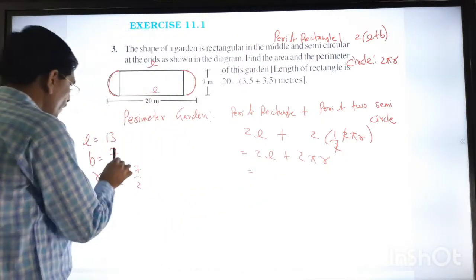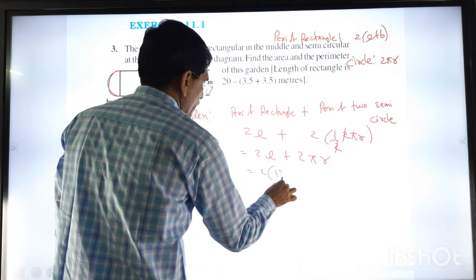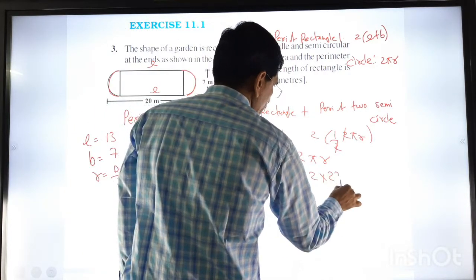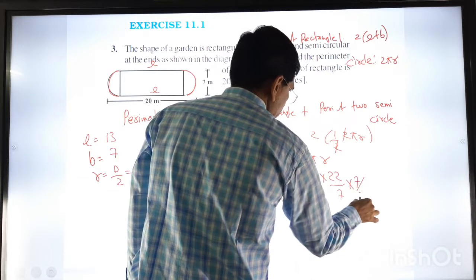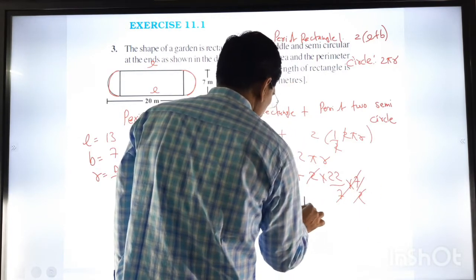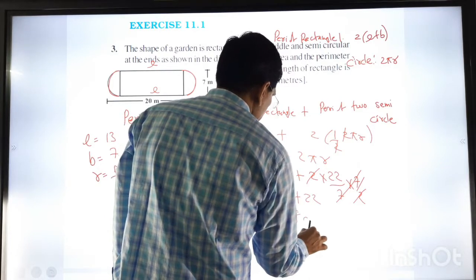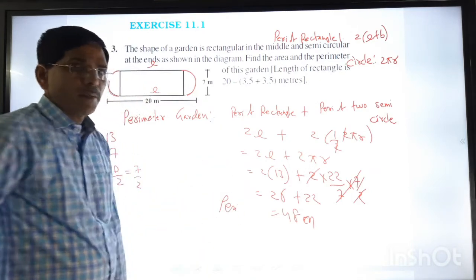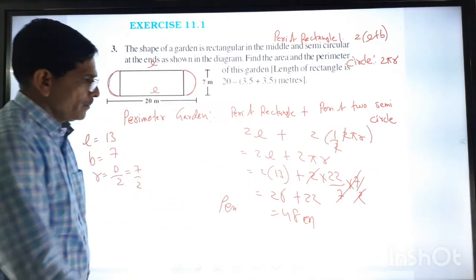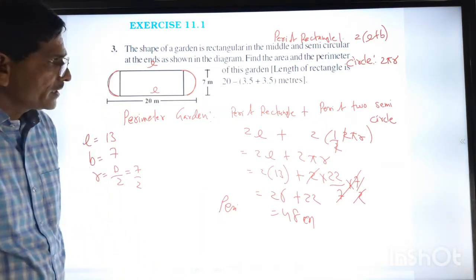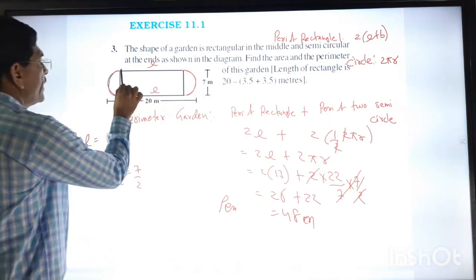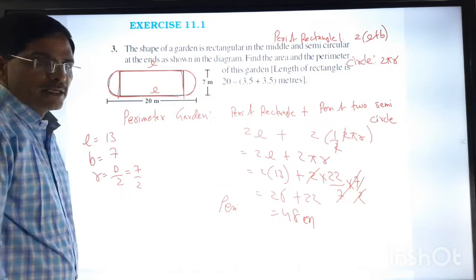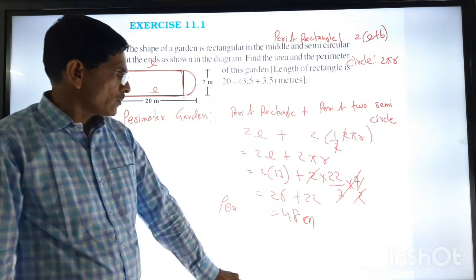2L, L is 13. So 2 into 13, that is 26. Here 2 into 22 by 7 into 7 by 2. 7 cut, 2 cut, so 22. So 26 plus 22 is 48 meter, that is the perimeter of the garden. We take only these two lengths, not the breadth. That is why we have done it this way.